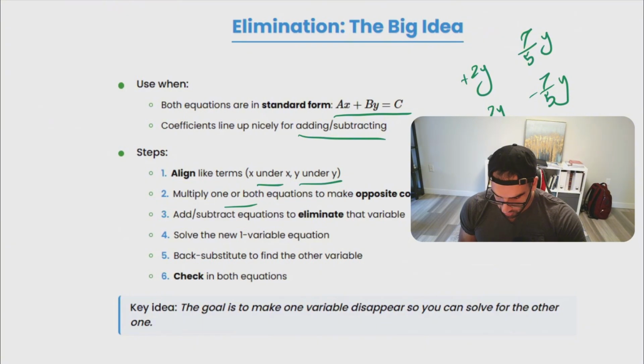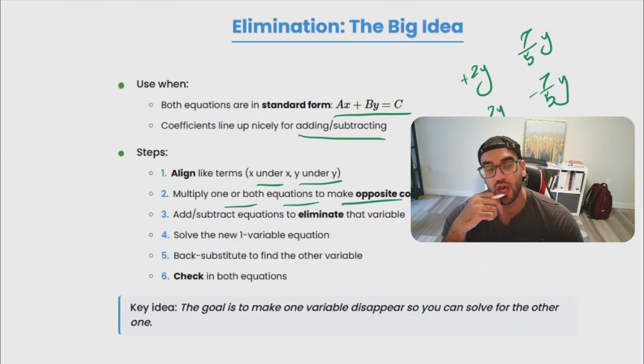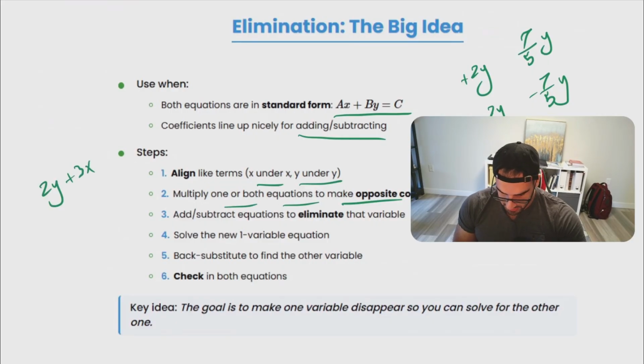Multiply one or both equations to make opposite coefficients for one variable. So this is the part where you have to use some kind of knowledge, or you have to use a different kind of method in order to find a specific point. Why are we saying that? Imagine that we do have these equations. I do have 2y plus 3x is equal to 10, and I do have y plus 4x is equal to 5, for example. These are completely hypothetical. We are going to see lots of questions.